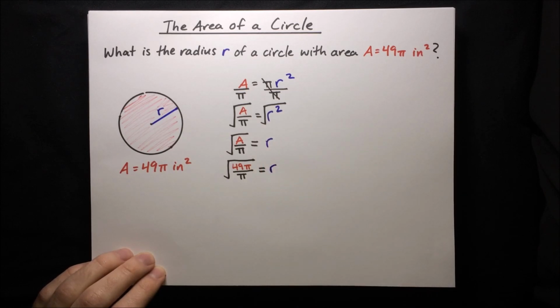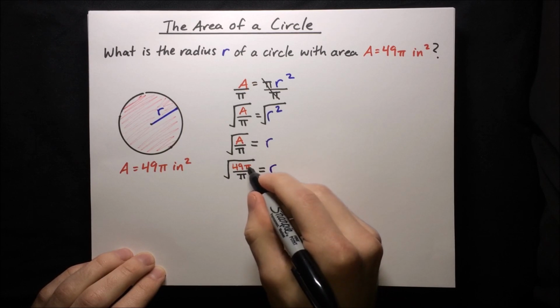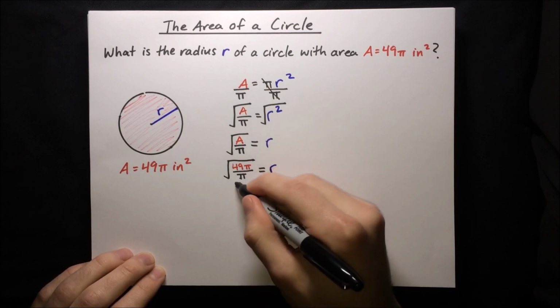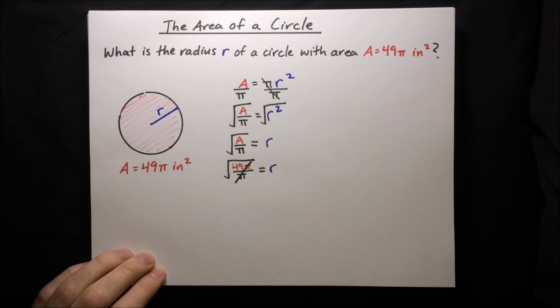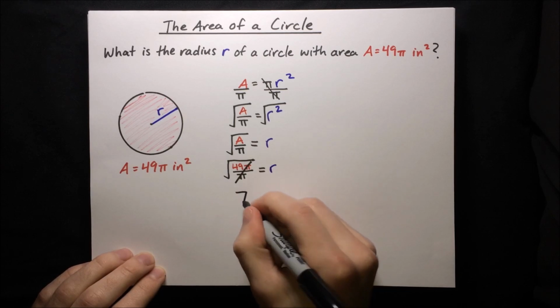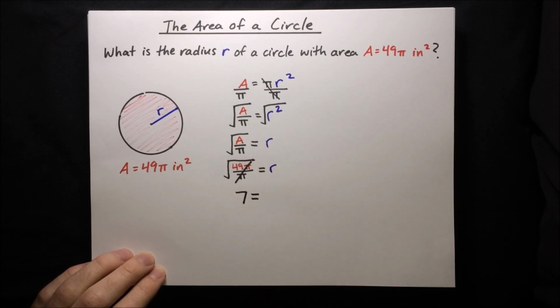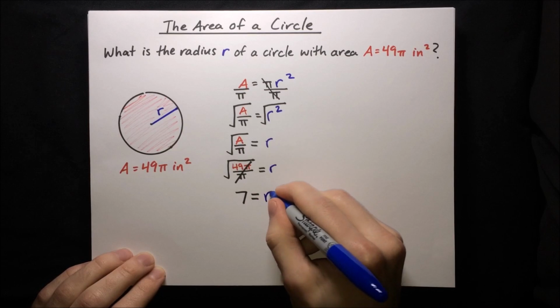And now it just remains to actually compute this thing. Let's simplify a bit. So pi up top and pi on the bottom, these pi's cancel, and we've just got r equals square root of 49. And square root of 49, well, that is just 7. So 7 is equal to r, the radius.